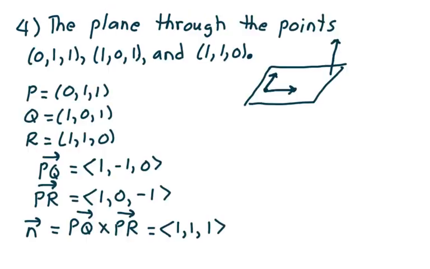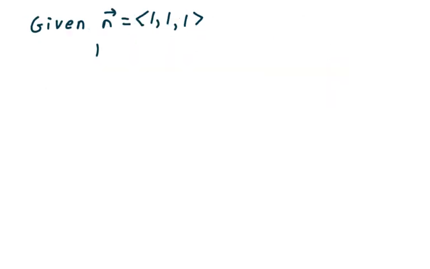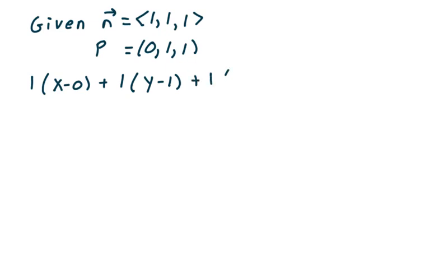And we need a point. And so I'll just use P. You can choose any of those 3 points, and I claim that it's going to work. And so P is (0, 1, 1). So 1 times (x minus 0) plus 1 times (y minus 1) plus 1 times (z minus 1) is equal to 0. And so x plus y plus z, and then minus 1 minus 1 is minus 2, is equal to 0.